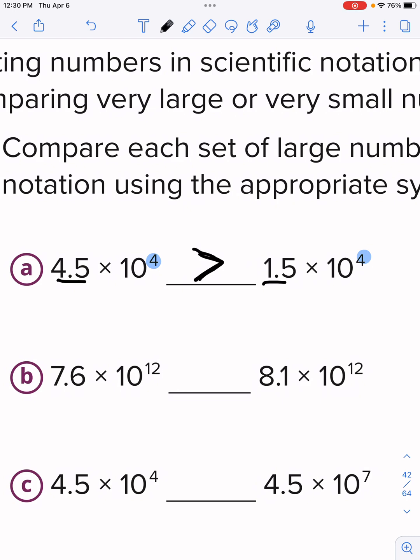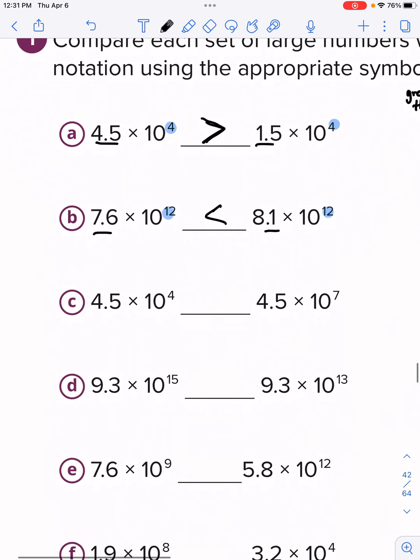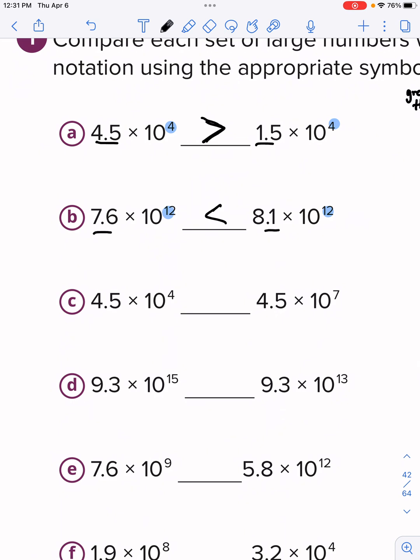All right, moving on to B, right? Do they have the same exponent? Yep. Okay. So 8.1 is greater than 7.6, or we could say 7.6 is less than 8.1. Now it is at this one right here, we have different exponents. We have a 4, we have a 7.